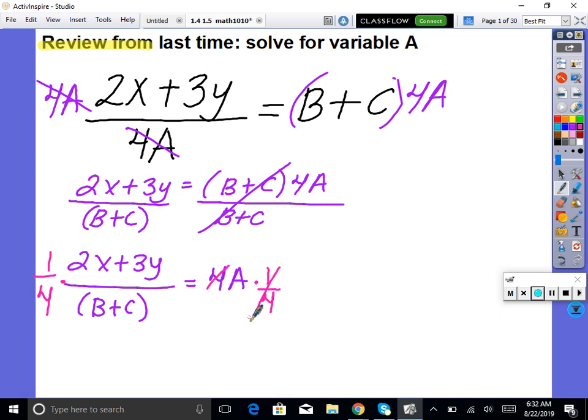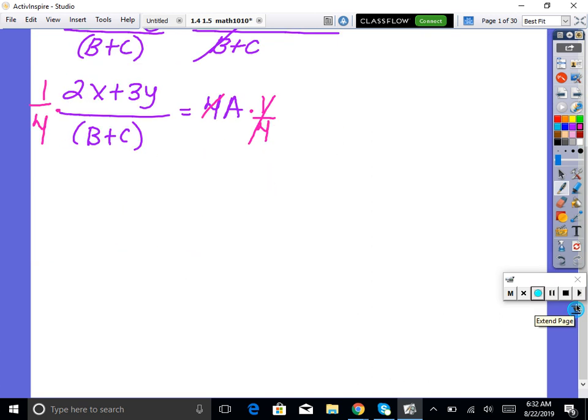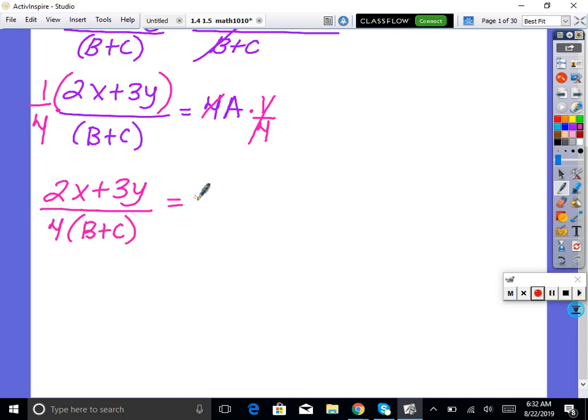So now look over on this side of the equation. Now look on top. We have 1 times all that stuff. Is that going to change all the stuff on top? No, because 1 times anything is itself. So on top we would have 2x plus 3y. And on bottom I need my parentheses. I could distribute 4, but not necessary. So I have 4 parentheses b plus c. Does that kind of make sense to everybody?